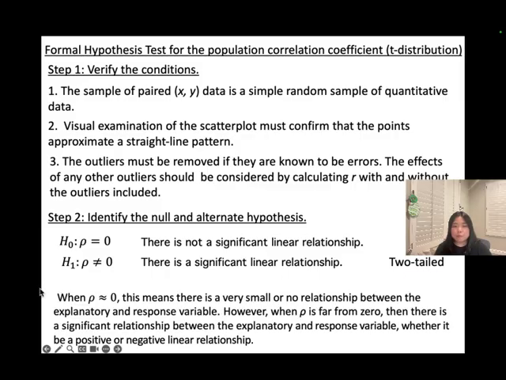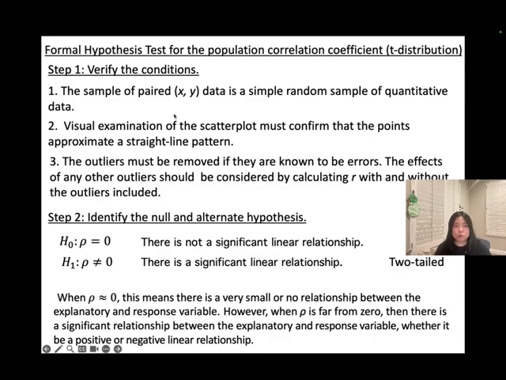When rho is approximately equal to 0, this means there is a very small or no relationship between the explanatory and response variable. However, when rho is far from 0, then there is a significant relationship between the explanatory and response variable, whether it is a positive or negative linear relationship.